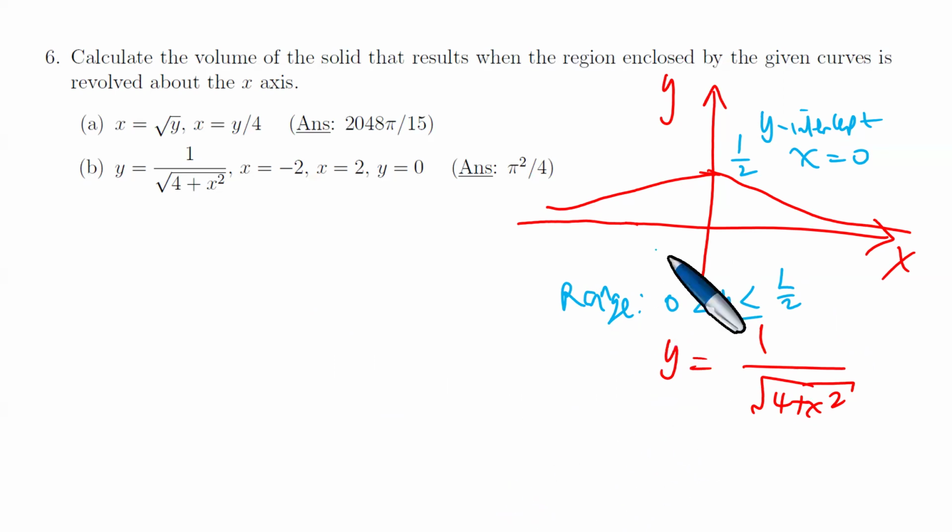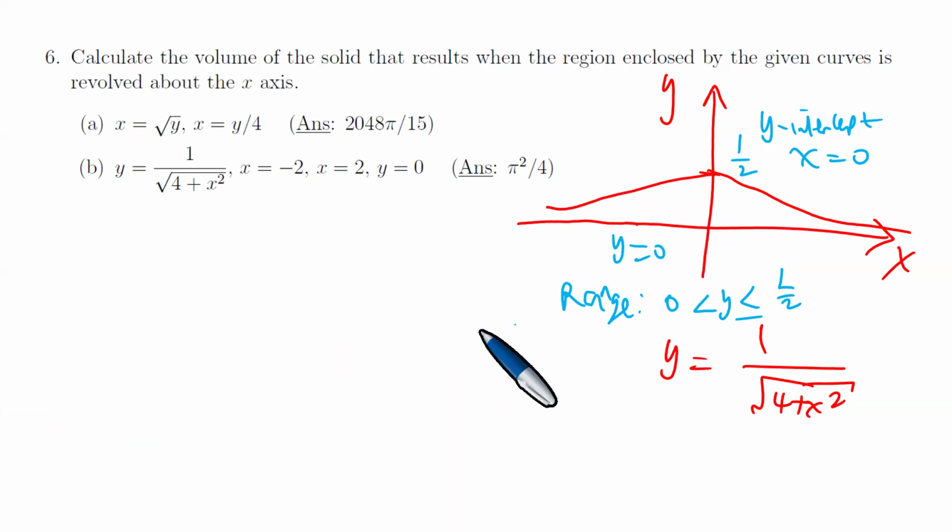And then there's going to be a horizontal asymptote, this is going to be the asymptote. But now there's more information. This is just the graph of y equals 1 over the square root of that. And then you just plug in the rest of the stuff there.